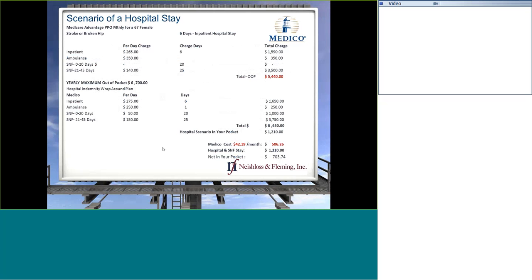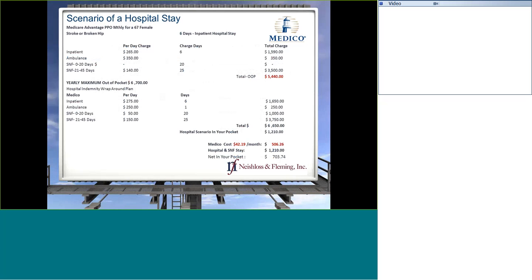So here's a scenario of a hospital stay that Medico had created that I thought was really applicable and kind of speaks to the value of this wrap style approach. The scenario for this particular example is you have a Medicare Advantage PPO, 67-year-old female that has a stroke or a broken hip, something that would result in about 45 days in a skilled nursing facility.